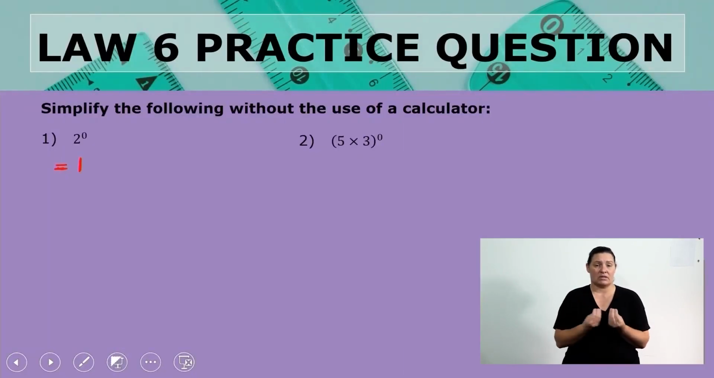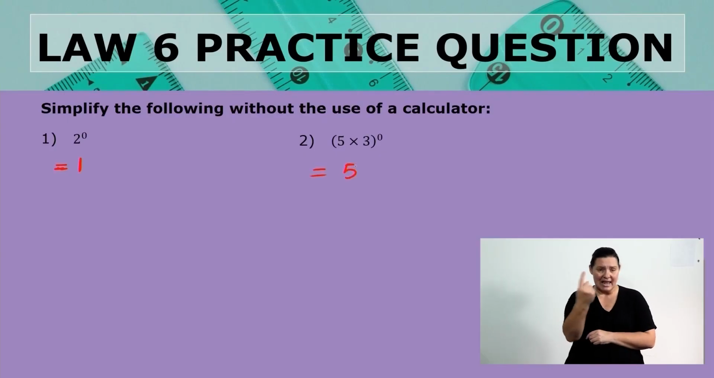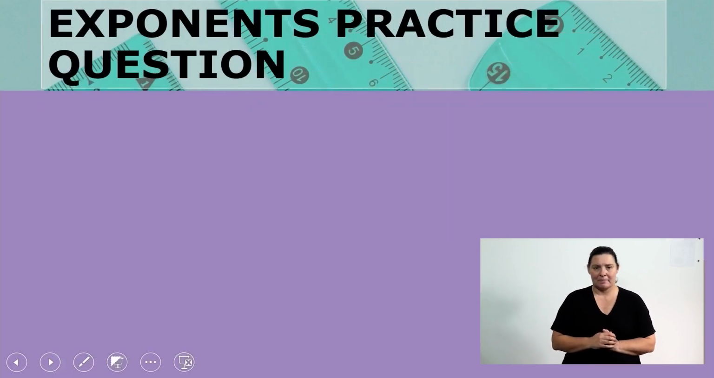Our next example, we have a product, and that product is raised to the exponent 0. You can do this question using our different exponential laws. Remember, when we have a product that is raised to an exponent, each factor will get that exponent. But because any number raised to the exponent 0 is 1, we have 1 multiplied by 1, and that will give us an answer of 1.